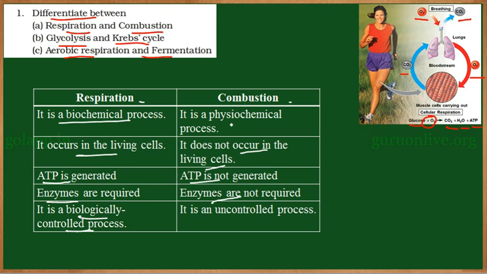We call this process a physiochemical process. Here one form of energy is getting converted to another form. So it is called a physiochemical process, and such a process need not require a living cell. It takes place outside the living organisms. Energy is not produced in the form of ATP, enzymes are not required, and these processes are uncontrolled processes. So these are the differences between respiration and combustion.